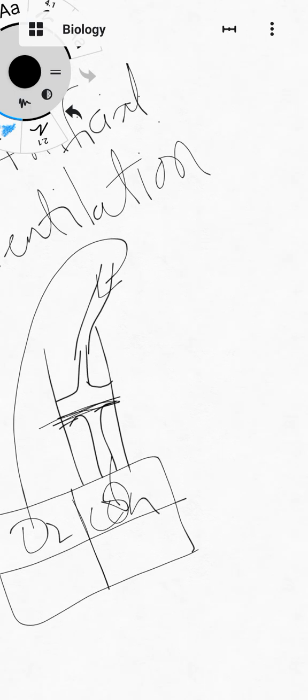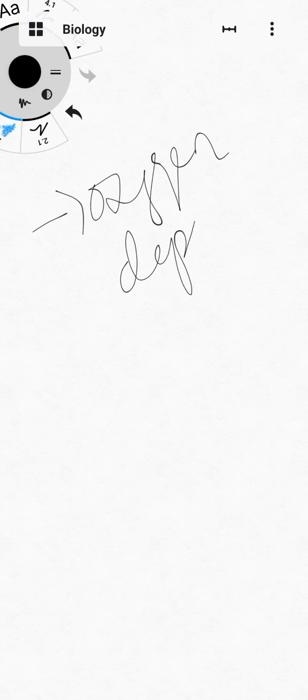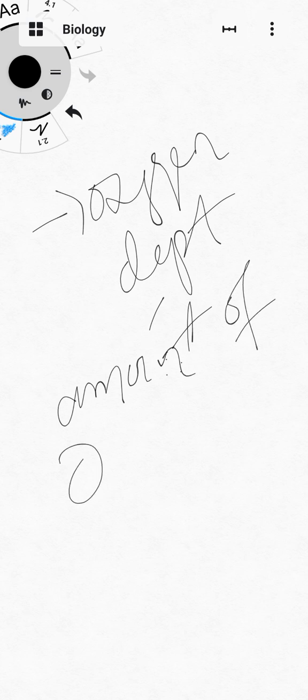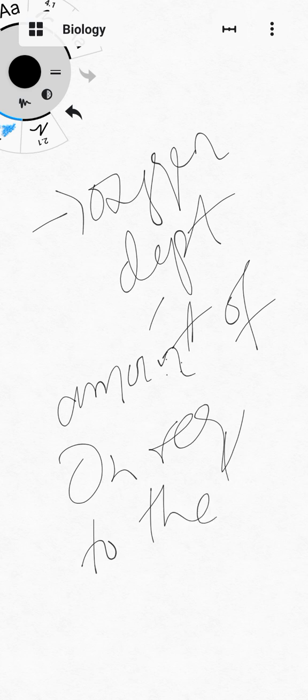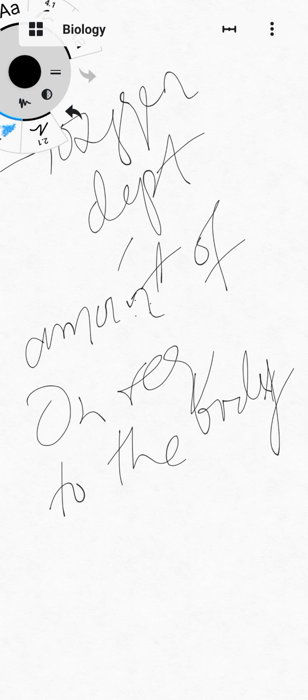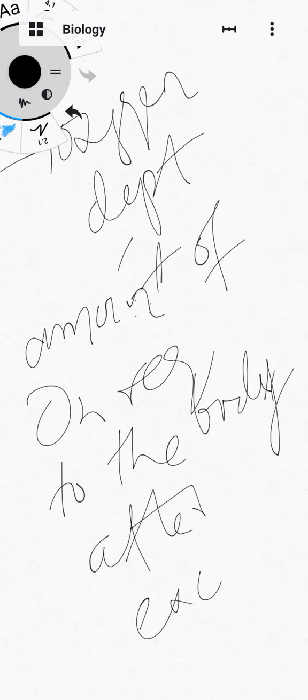Another thing is known as oxygen debt. It is the amount of oxygen required by the body after exercise. You see, people are usually very tired after exercise, so oxygen gets decreased in them. That is the amount of oxygen which is required after exercise.